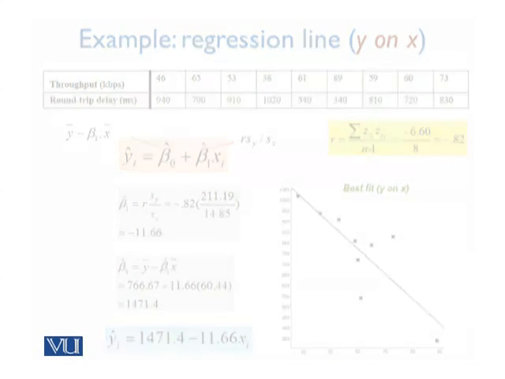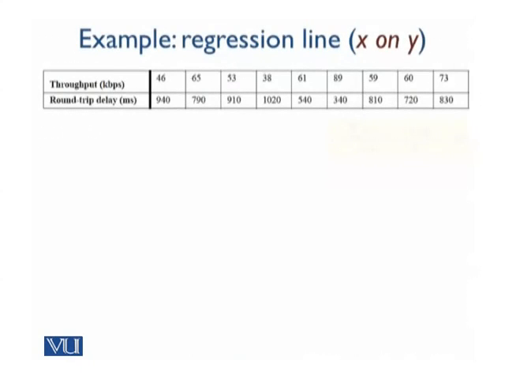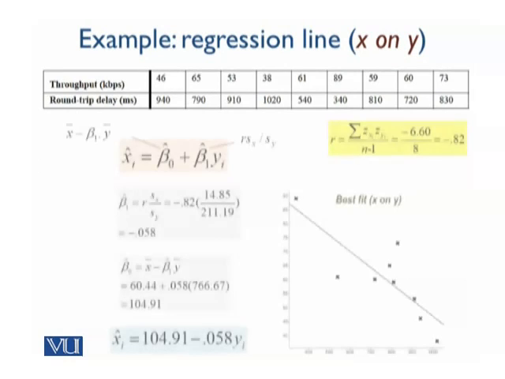If we do the other regression of x on y, so you can see that on the slide now. Now the line equation has changed. अब हम predict x को कर रहे हैं and we know the values of y because y is the independent variable. We follow a similar method and we get a value of xi hat is equal to 104.91 minus 0.058 y of i.